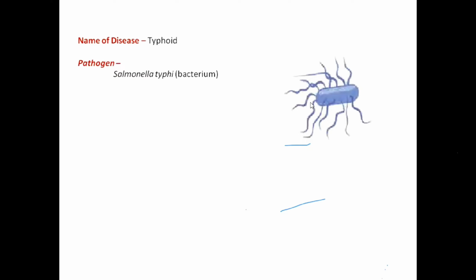Now the next disease is typhoid. The pathogen responsible for typhoid is named Salmonella typhi. Again, this is the pathogen which we studied in the first topic. The mode of infection is again contaminated food and water, same as the previous one.